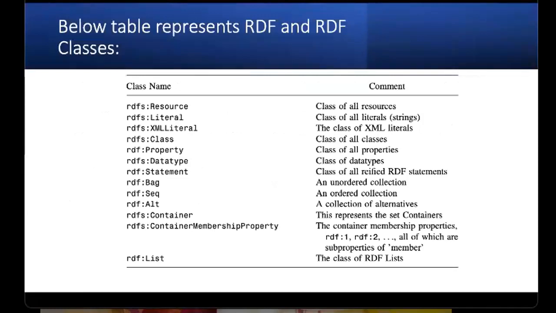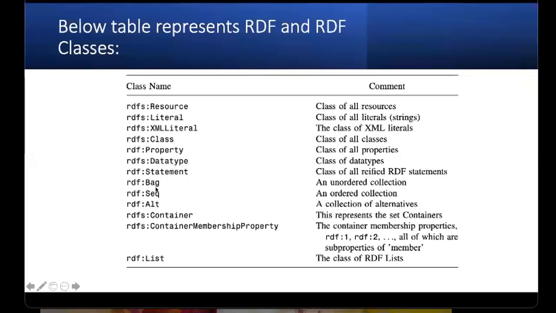The table here represents RDF and RDFS classes. rdfs:Resource is the class of all resources. rdf:Literal is the class of all literals. rdf:XMLLiteral is the class of XML literals. rdfs:Class means the class of all classes. rdf:Property means the class of all properties. rdfs:Datatype means the class of data types.